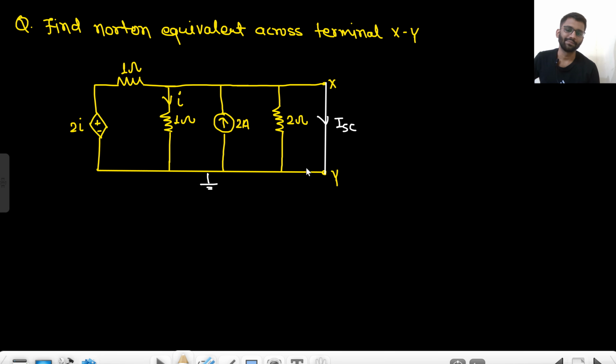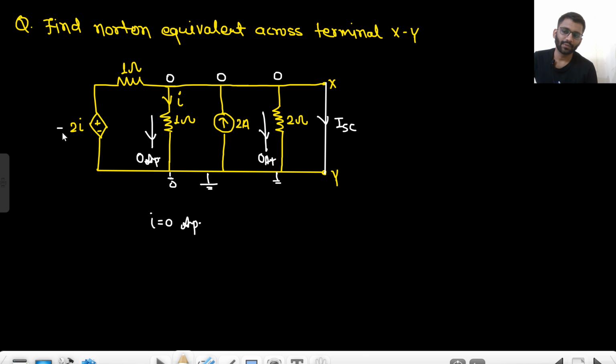Let's just assume this is 0. If this is 0, this will also be 0. This will also be 0. This will also be 0. This resistance is between 0 and 0, so that means there is 0 ampere current. This resistance is between 0 and 0, that means there is 0 ampere current. That means the value of I is 0 ampere. If this is 0, this will also be 0. So the current from here will also be 0 ampere. No current coming from here, no current coming from here, no current coming from here.